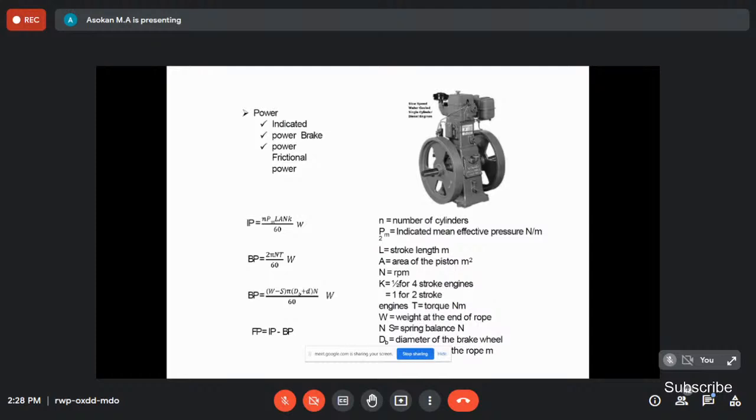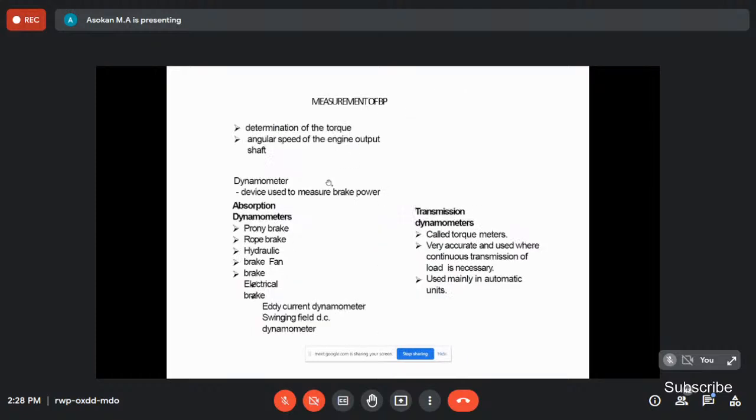What is the indicated power? Then what is the brake power developed at the crankshaft? The difference is the frictional power. Okay. And for the measurement of brake power, we already saw the pony brake, rope brake, and hydraulic dynamometer. These are the dynamometers to measure the brake power.